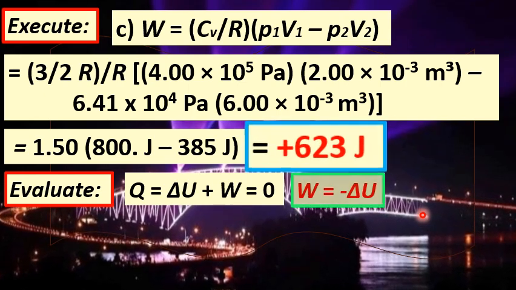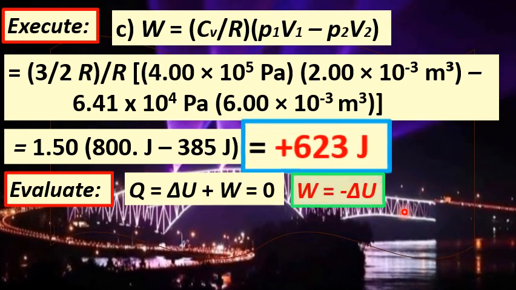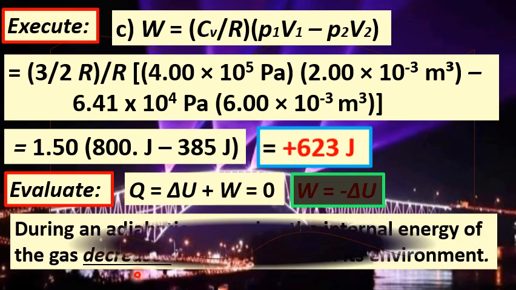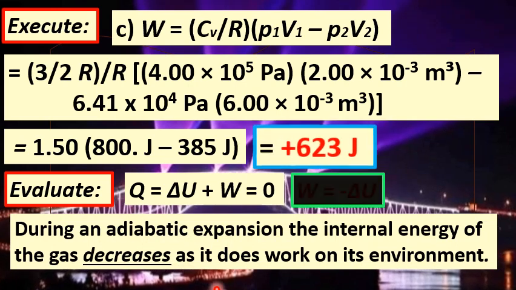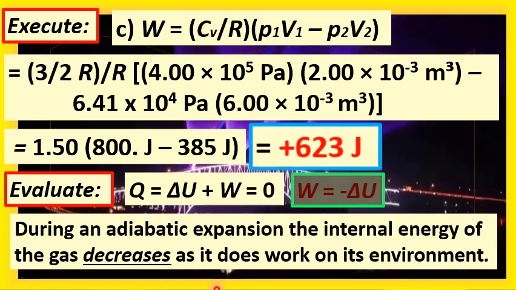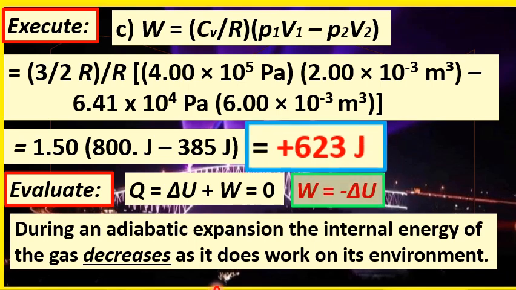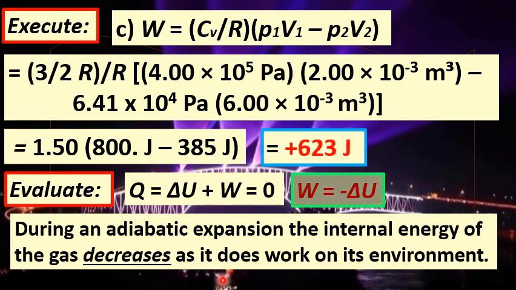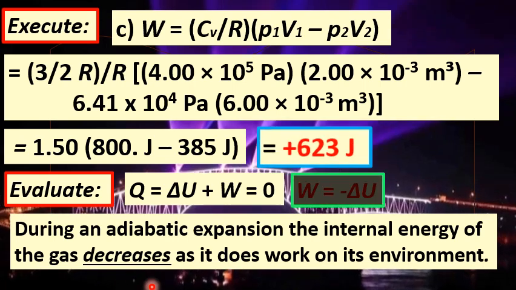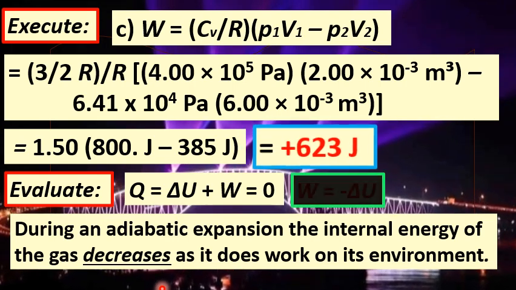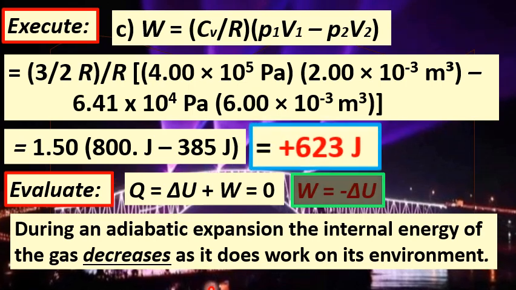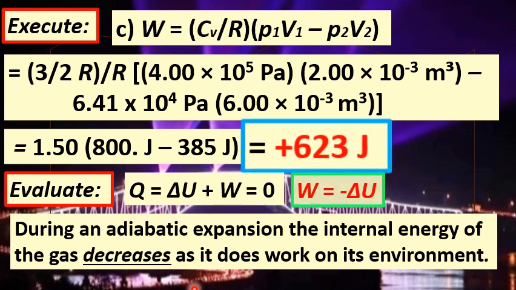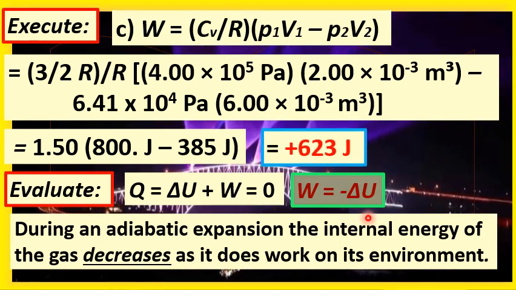So what does this imply? A negative delta U implies that the temperature of the gas decreases as the gas expands or does work on its surrounding. So this is what is meant by the term adiabatic cooling, as suggested by the title of our episode.